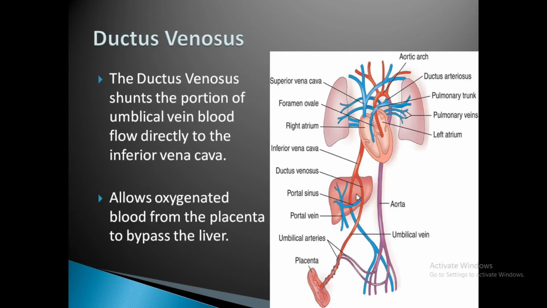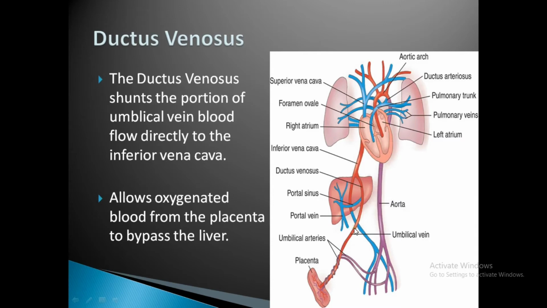The ductus venosus shunts a portion of the umbilical vein blood flow directly into the inferior vena cava, allowing oxygenated blood from the placenta to bypass the liver. The oxygenated blood comes from the placenta, as we have discussed, and is passed into the umbilical vein. From the umbilical vein, this oxygenated blood is split into two halves. Half of the blood from the umbilical vein passes into the ductus venosus.